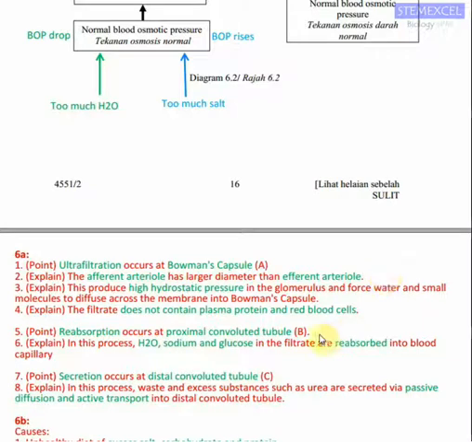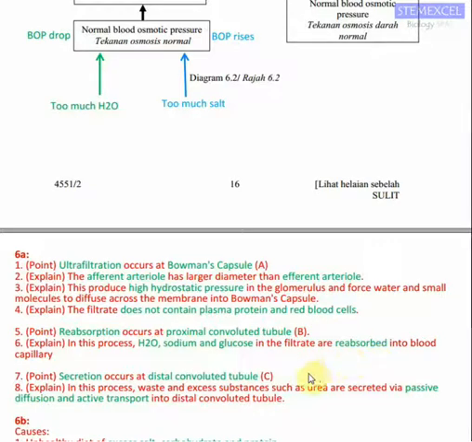The second point, which is occurring at B, is reabsorption. So reabsorption occurs at the proximal convoluted tubule. So you have to state what is the structure, because it's not shown in the diagram. And this should give you 1 point. And the explanation is, during this process, water, sodium, and glucose in the filtrate are reabsorbed into the blood capillary.